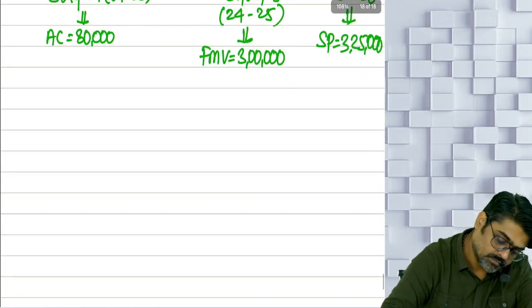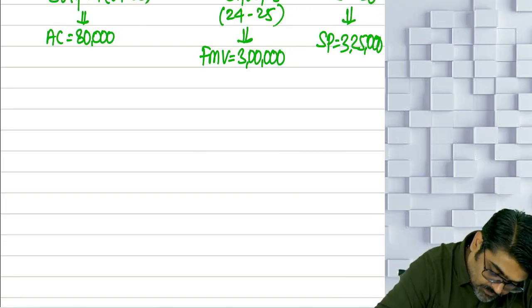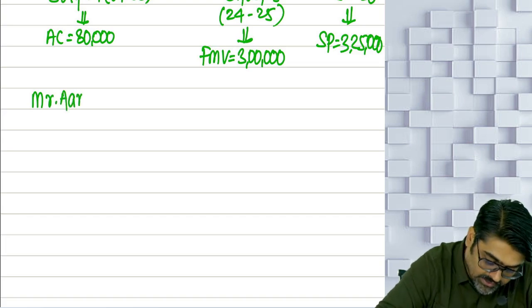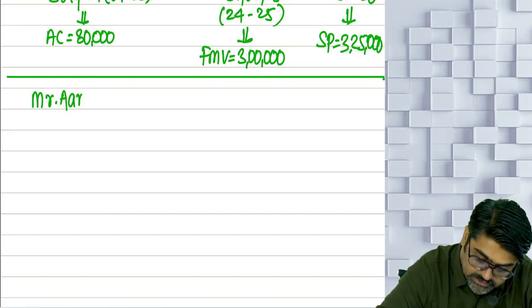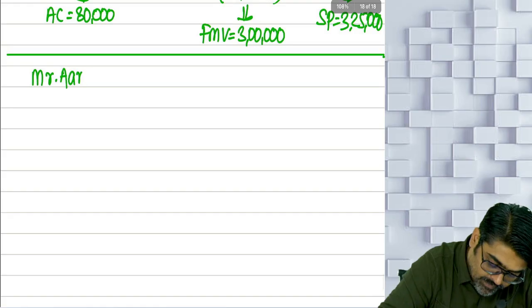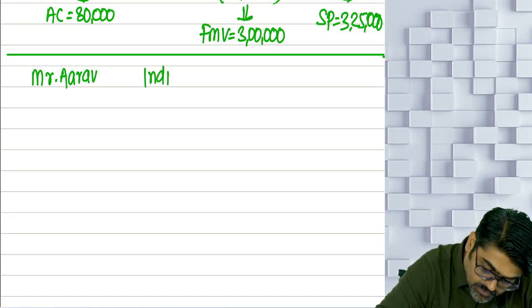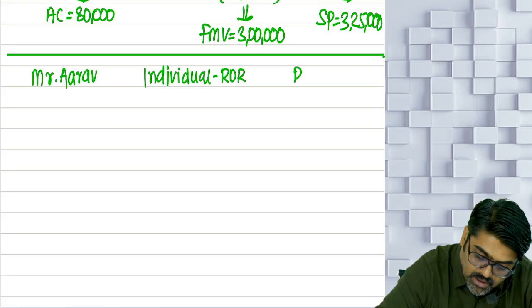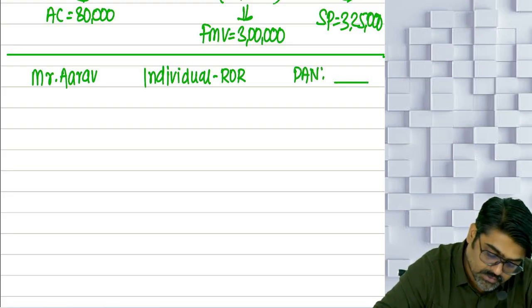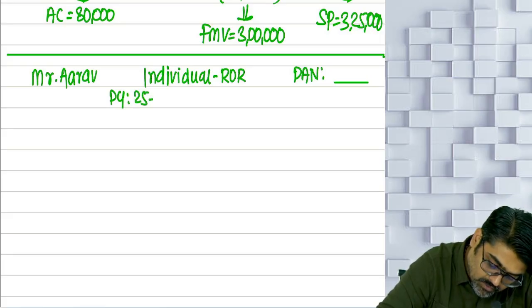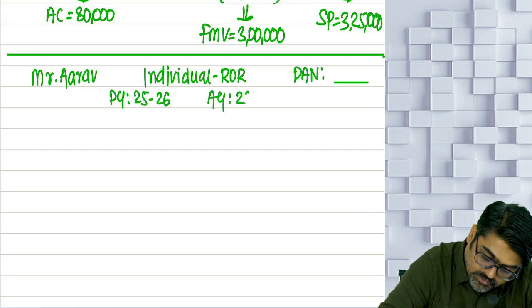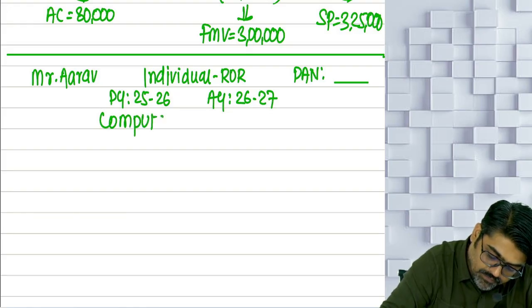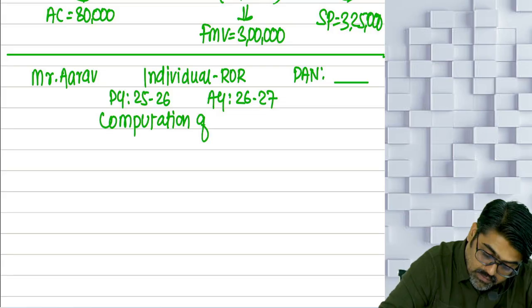Okay. Now name of the assessee? Arav, no? Mr. Arav. Don't write all these things, okay? This is just the question which I have arranged. That's it. The main solution is this. Arav. Who is he? Individual. If the residential status is not given, we will assume that the assessee is ROR. PAN is dash. Previous year is 25-26. Assessment year is 26-27. Computation of what? Capital gains.